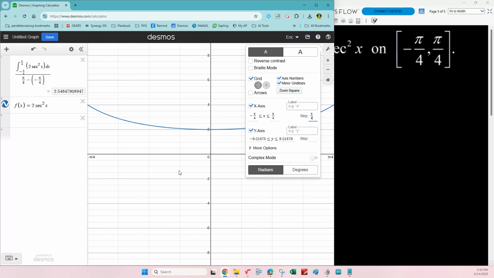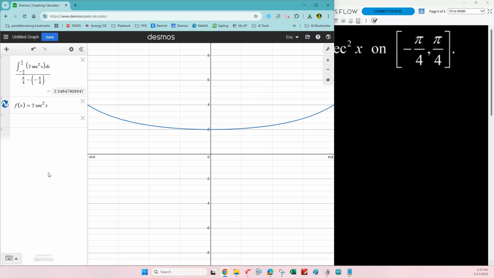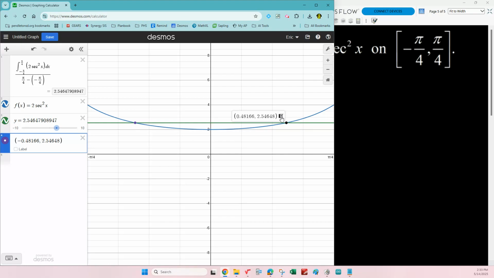Okay, now there's my function. What am I going to do with it? How am I going to find the places where it equals that average value? Okay, I have to call it something different. I could call it y. Y equals that value, right? Okay. So where are the places? There and there. There they are. Positive or negative 0.482 to 3 places. That's the answer to part B. Okay?